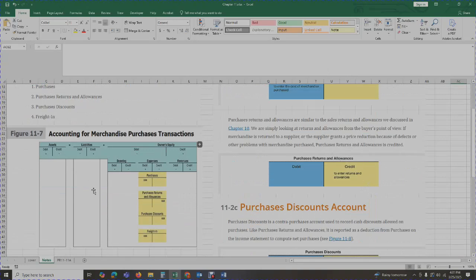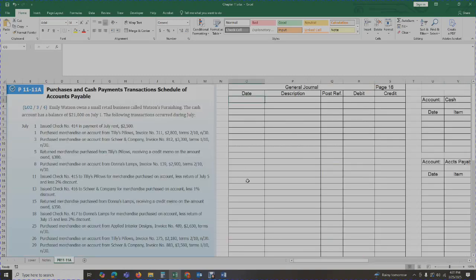Okay, so please keep this handy as you're doing your journal entries. Now, the problem that I decided to cover with you today is massive. It's a long problem.